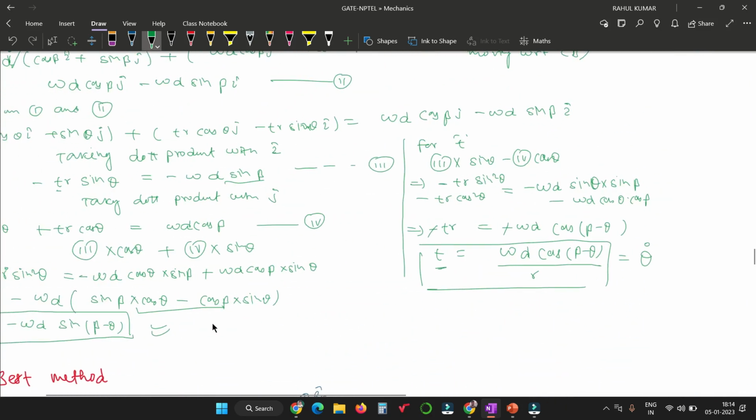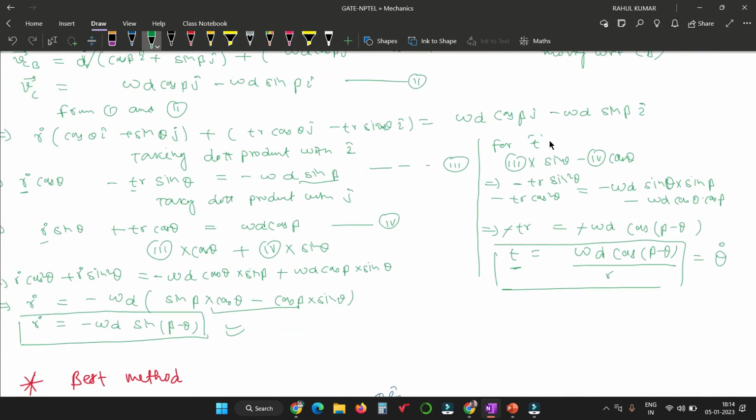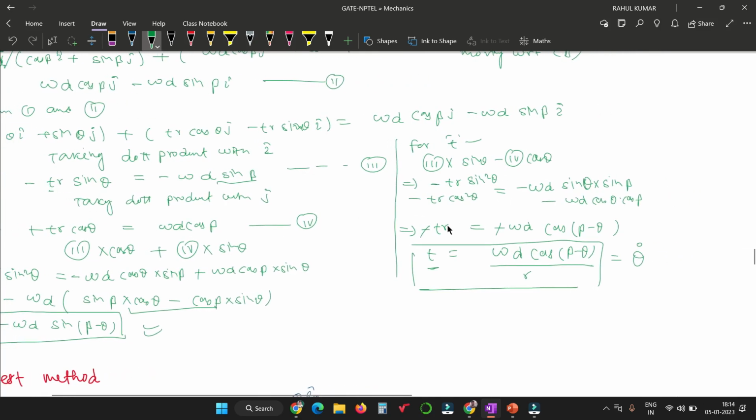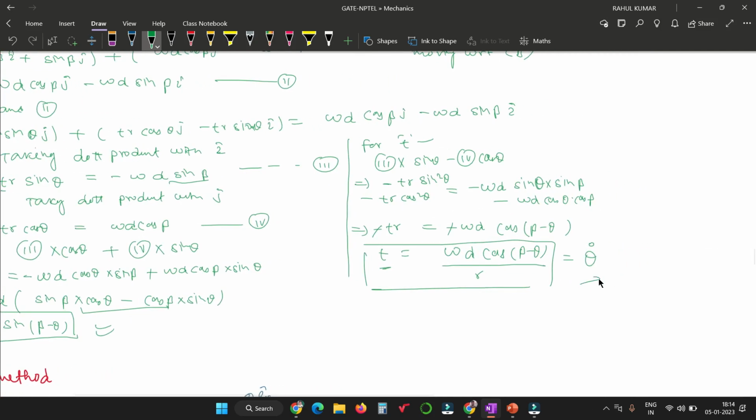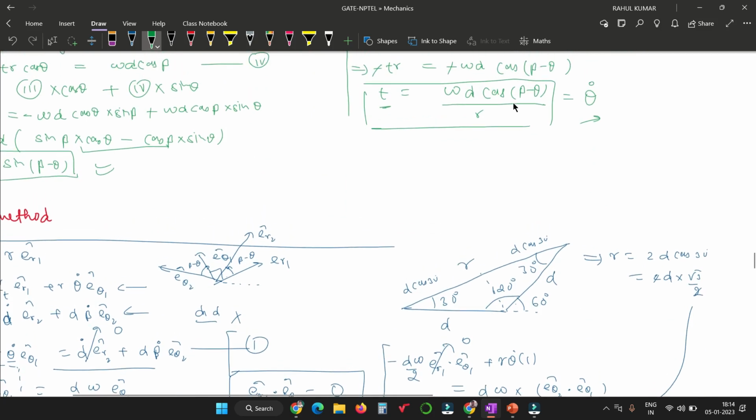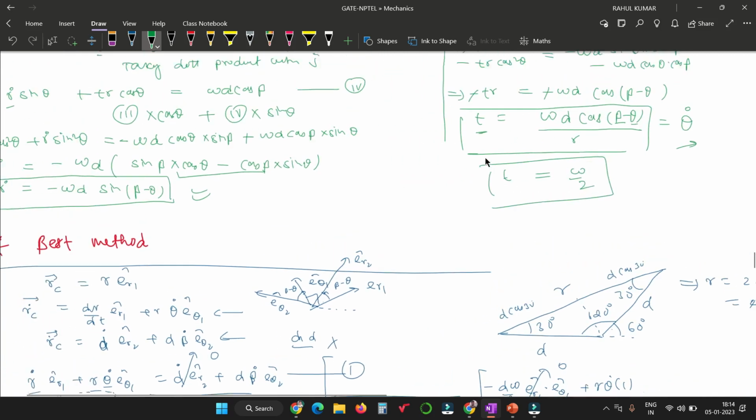So what will you do? Here we already got r dot. Now I want to find t, so from this I will cancel out this term. For that, you will multiply equation 3 with sin theta minus equation 4 with cos theta, and you will get a similar expression. So here you can find t, that is theta dot, and when you put the value of beta minus theta equal to this, you will get omega by 2. So here we were lagging.